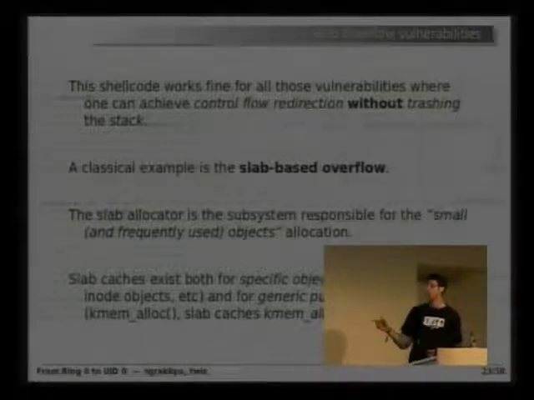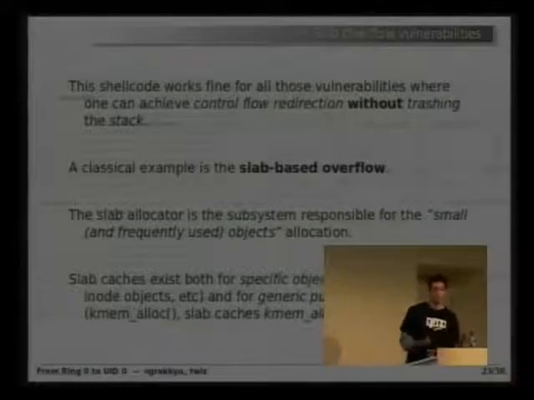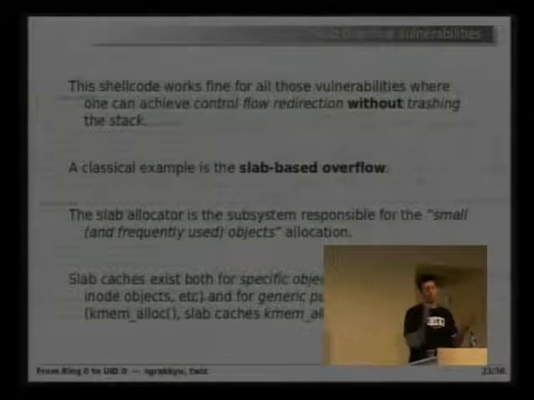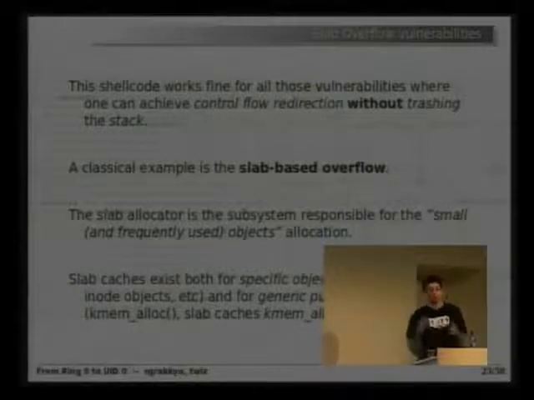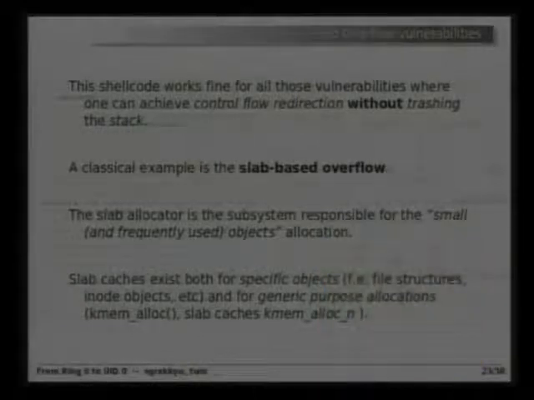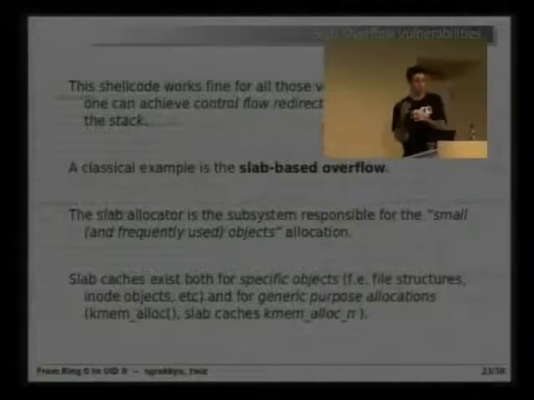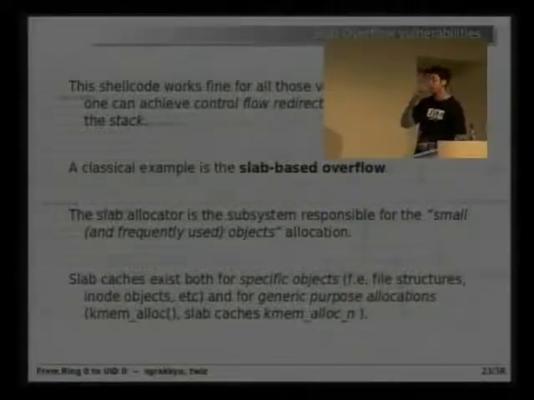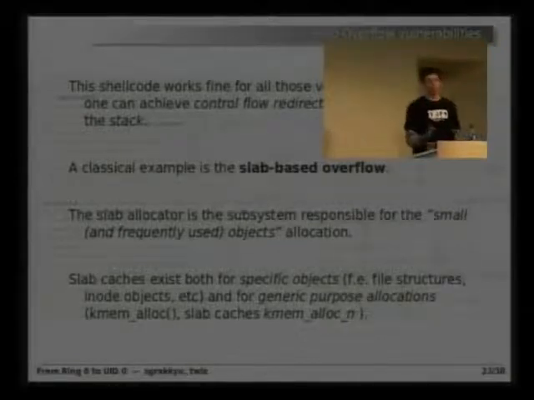You know that slab is just a way to reduce fragmentation inside the kernel memory allocation. You just take a page, you divide it into objects, and when you need an object, you just get it from the slab. There are caches for commonly used objects. Imagine inode. You need an inode object many times, so you need to free and get it many times. And there are also slab caches for generic purpose allocation.